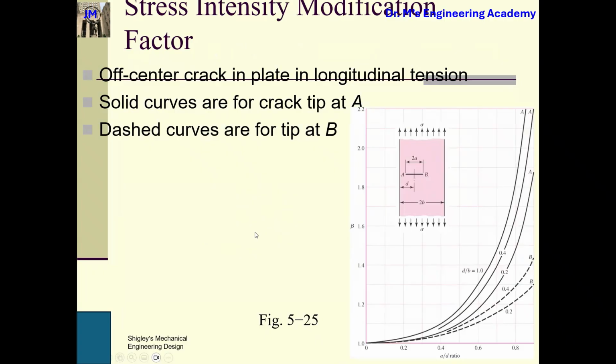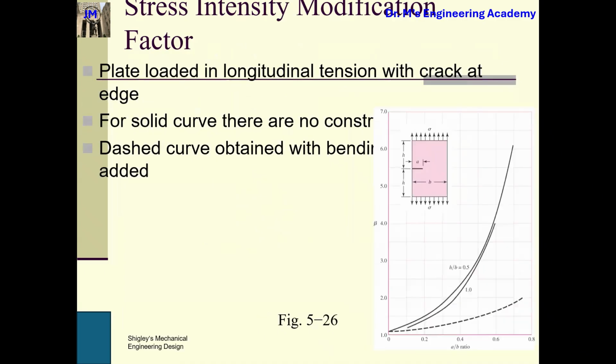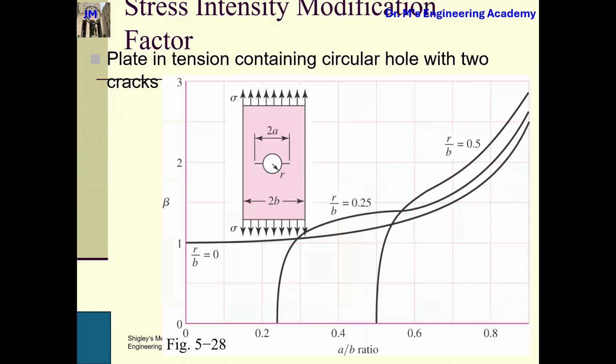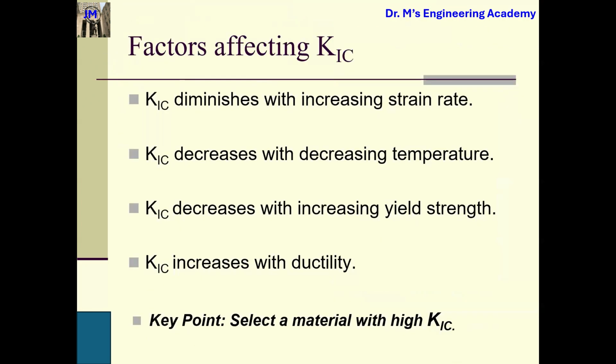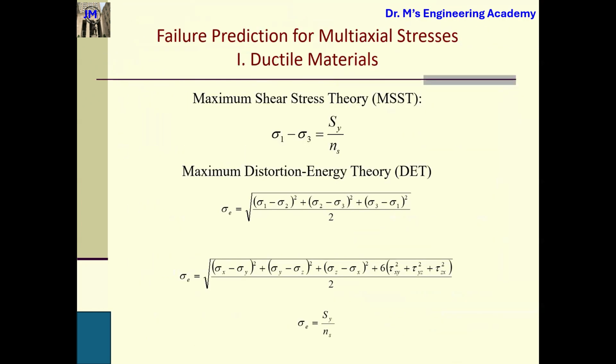If you want to get very accurate results, you need to do the experiment, and you need to use FEM to do the numerical simulations. Then we talk about this criteria for ductile material. We only emphasize these two: one is MSST, one is DET, and we had a problem in exam 1 already.